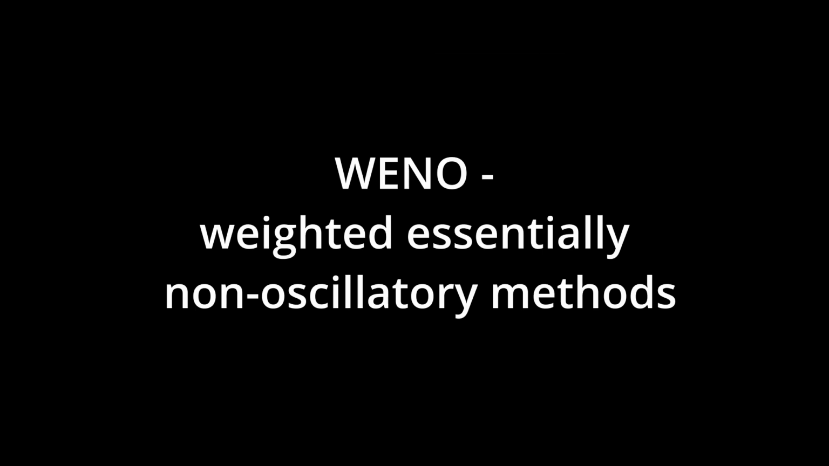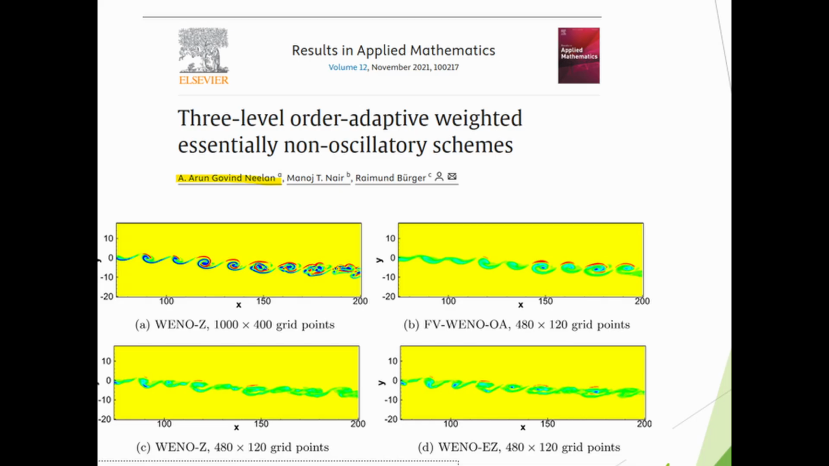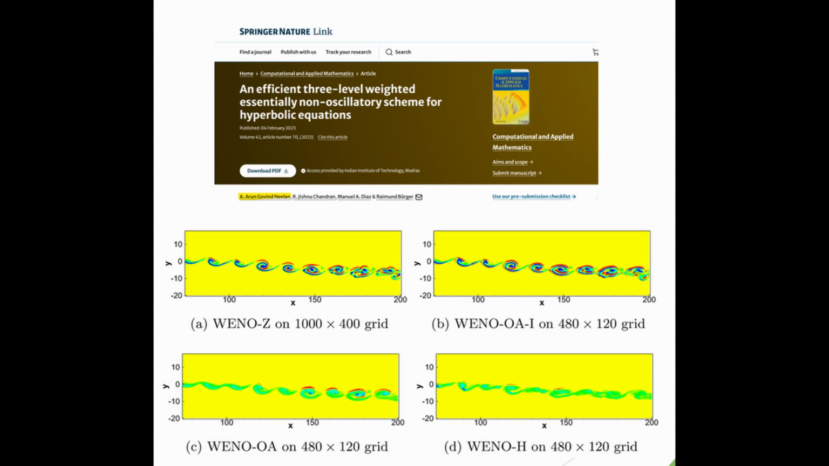During my research, we developed numerical frameworks for high-speed compressible flows, focusing on WENO schemes, weighted essentially non-oscillatory methods. We introduced a variant called WENO-OA, which reduced computational cost by about 75% compared to classical WENO schemes for the same error level. Later, we achieved similar accuracy using 6 times fewer grid cells than traditional methods.